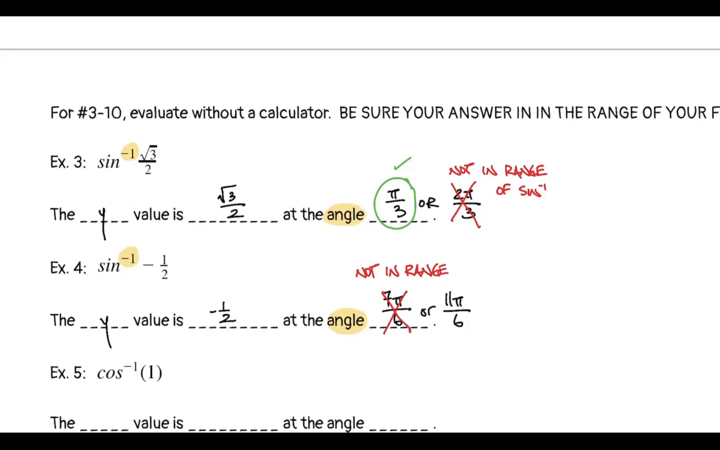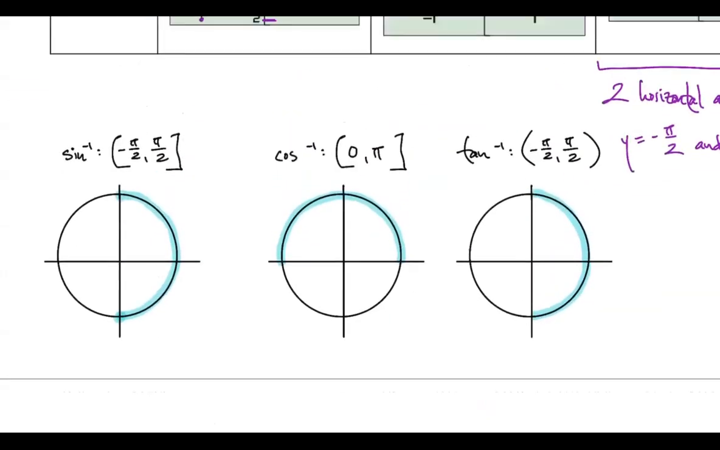But if you put 11 pi over 6 as your answer, I'm going to tell you you're wrong. Why would I do that? This is our almost answer. We'll put an orange next to it for like almost. Okay. 11 pi over 6. That is here. It's in the right place, but it's not the right name.